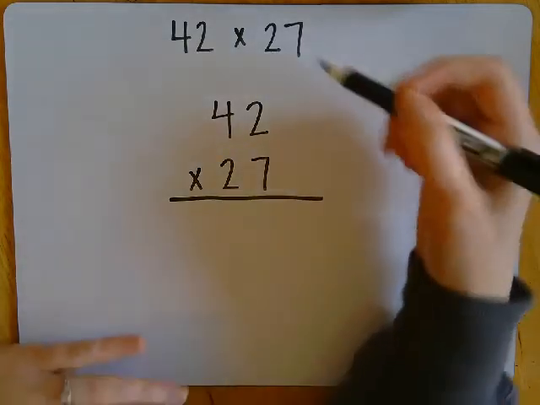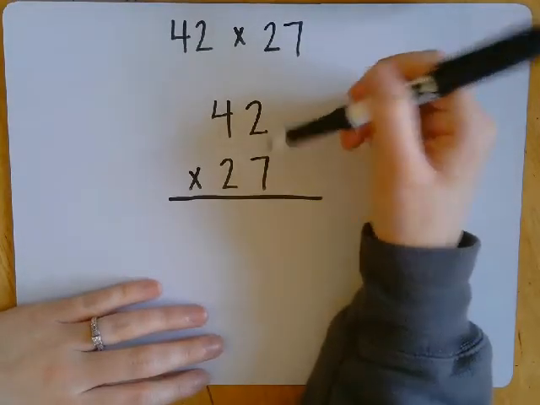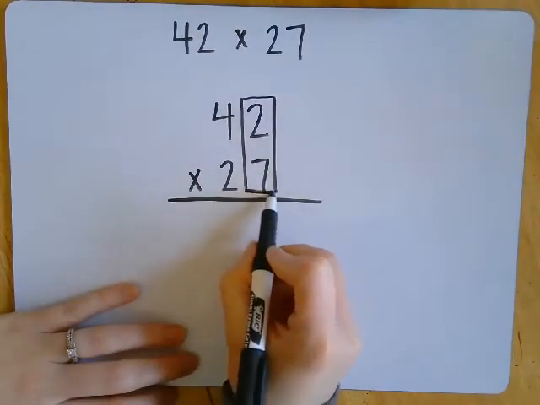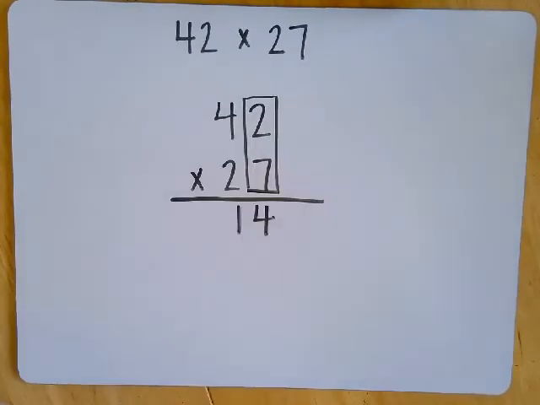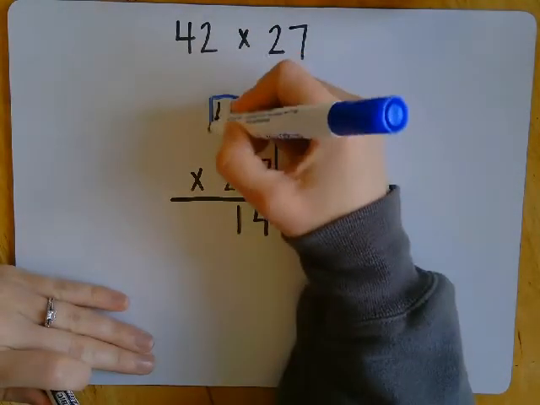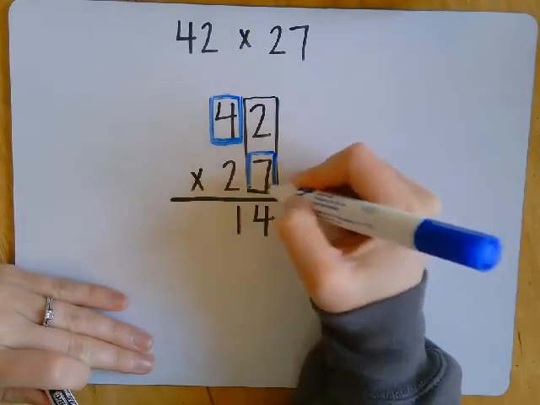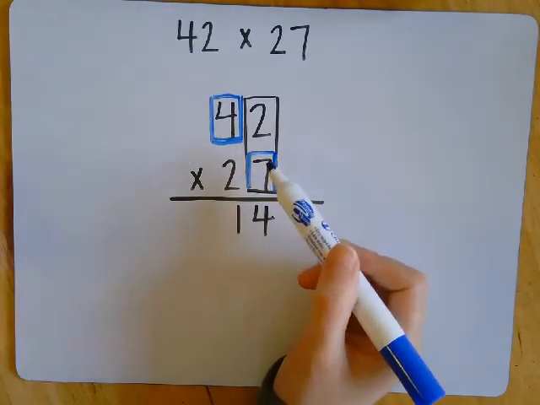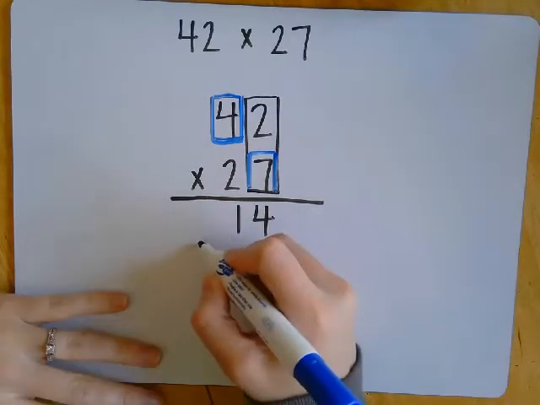So I'm always going to start by multiplying in the ones place. So 2 times 7, if I started with that, I know that 2 times 7 is 14. And then I also need to multiply the tens place by 7. So I know 4 times 7 is 28, but because this is actually 40, that 28 becomes 280.